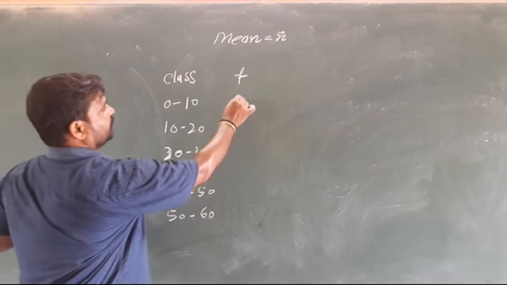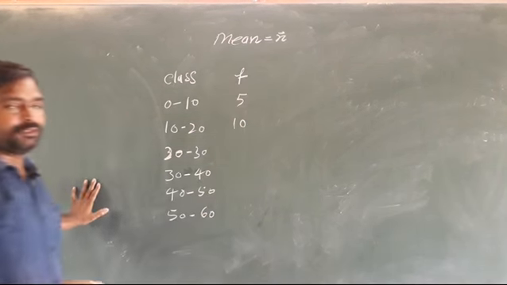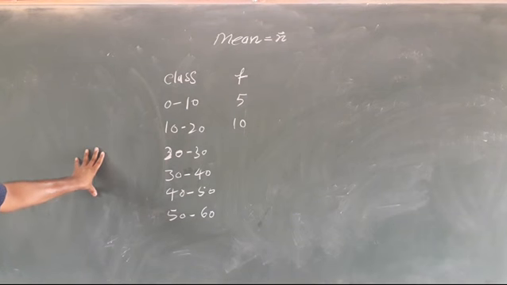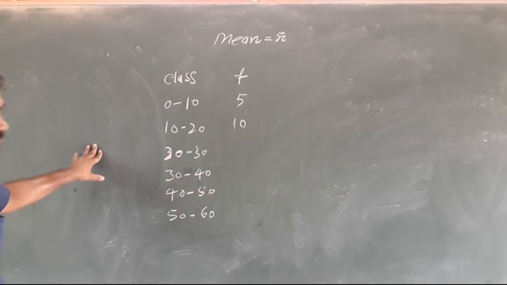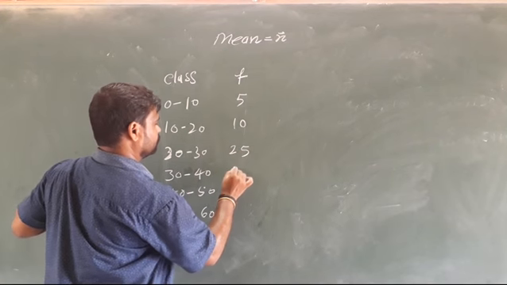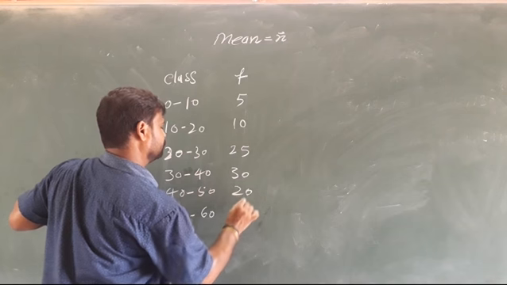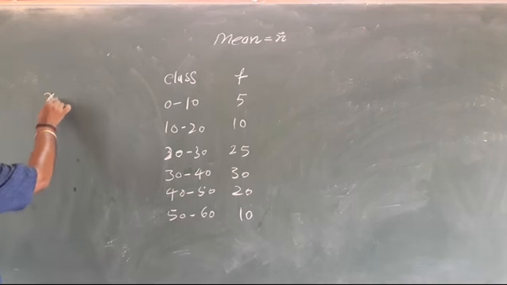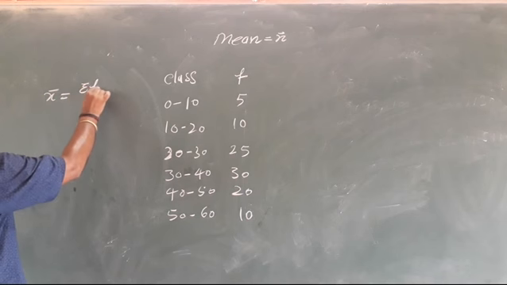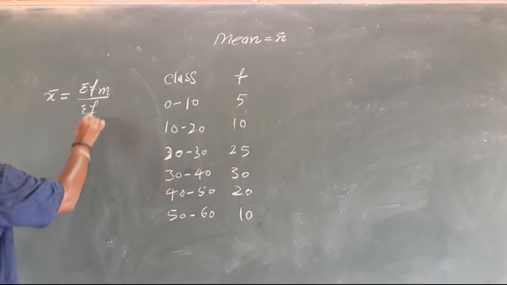You can assume the frequency like 5, 10. There are so many questions which are given in your book. I have written it by my own assumption. The question will be given in your book and you could solve this by using the method. Now I am writing here the formula of this: sigma fm divided by sigma f.